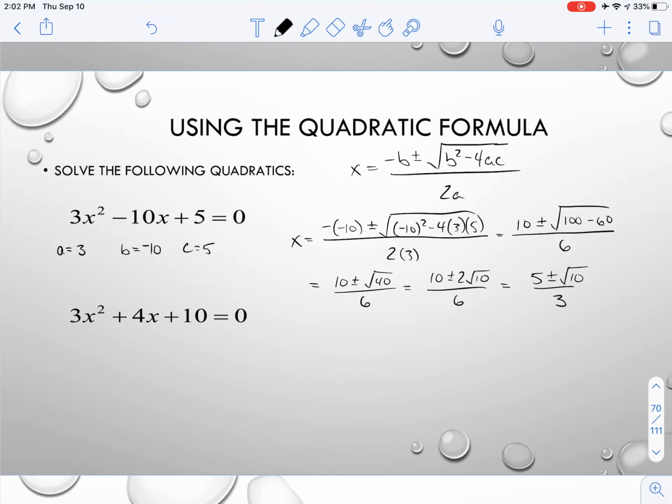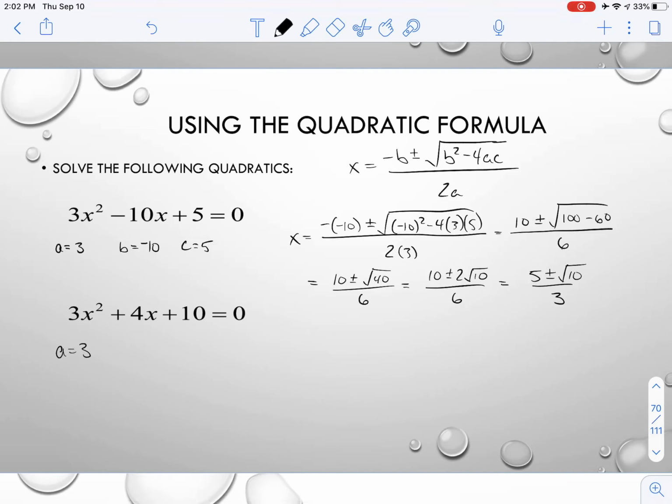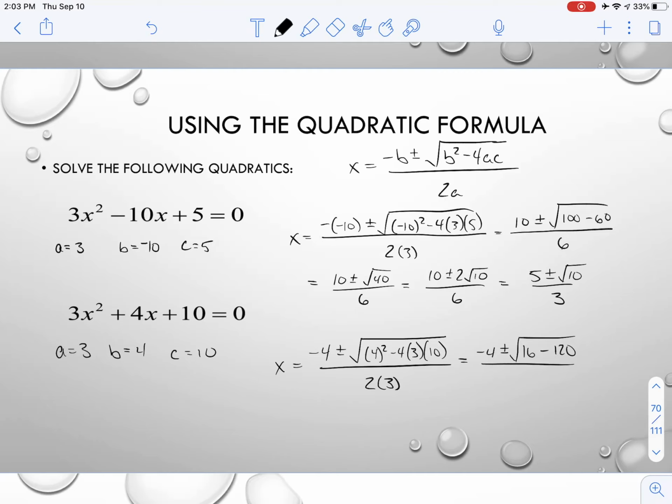So let's do the second one. All right, so a in this case is 3, b is 4, and c is 10. So here if I substitute, I'm going to have x equals the opposite of 4 plus or minus the square root of 4 squared minus 4 times a times c, divided by 2a. So we're going to have negative 4 plus or minus the square root of 16 minus 120, divided by 6.